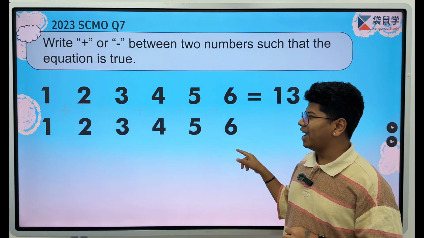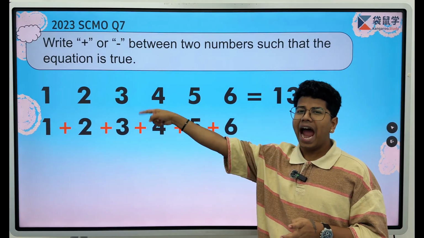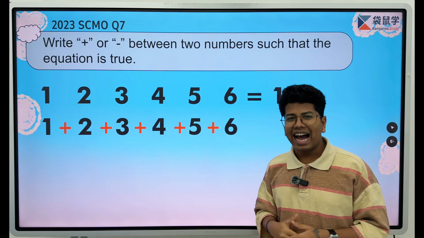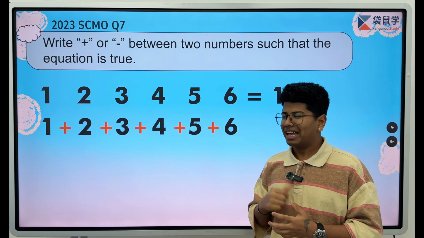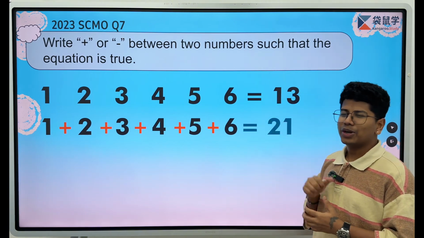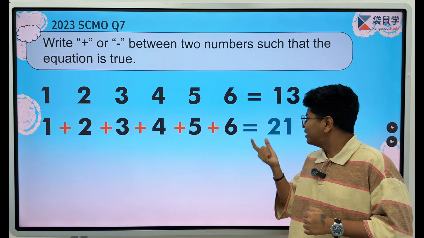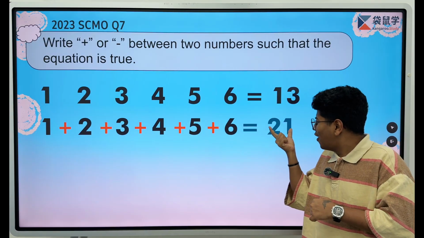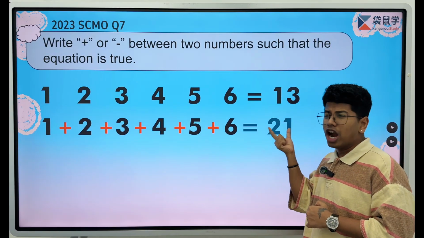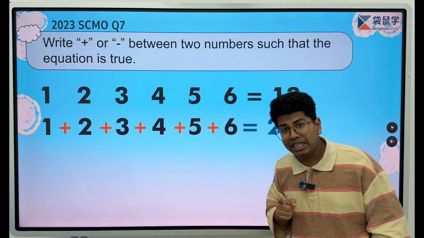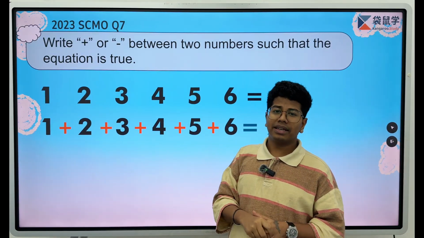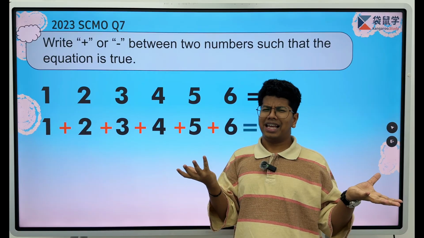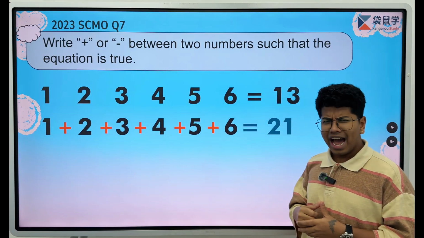If we try everything as plus and we add these numbers, what will be the answer? You can pause the video and calculate. Here the answer will be 21. But this is not the thing that we are looking for. We are looking for 13, not 21. This means there are some of the numbers that are minus here. So which are the numbers that we have to remove?